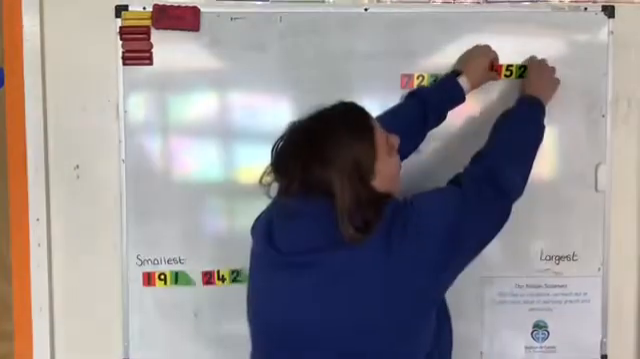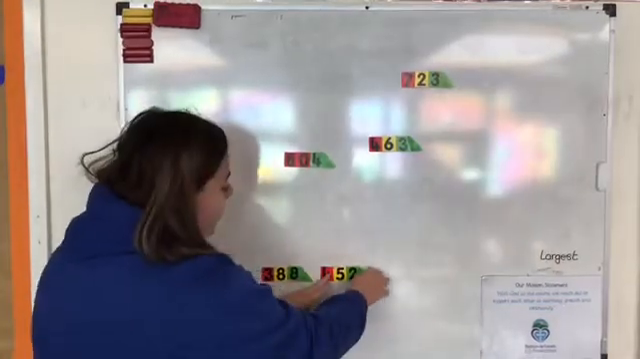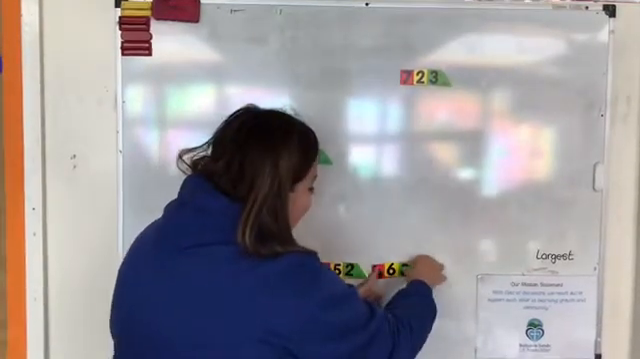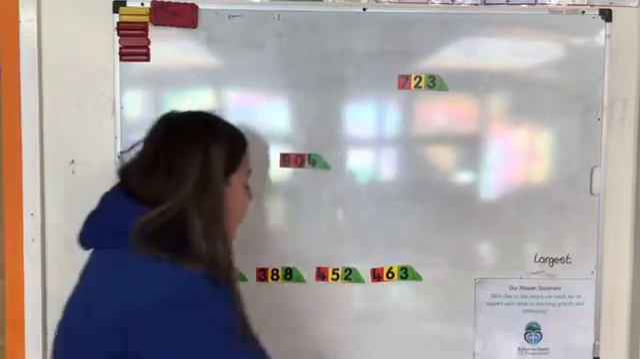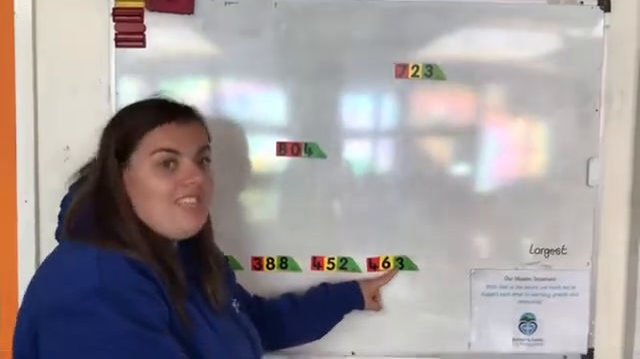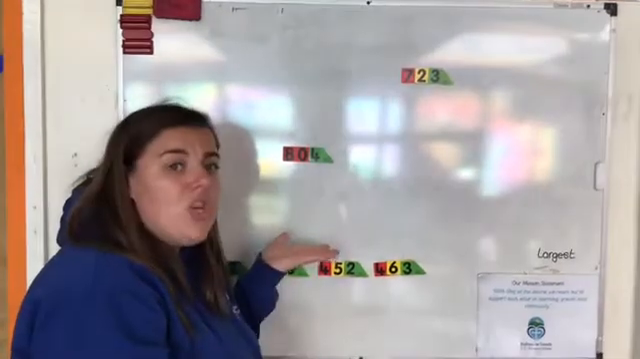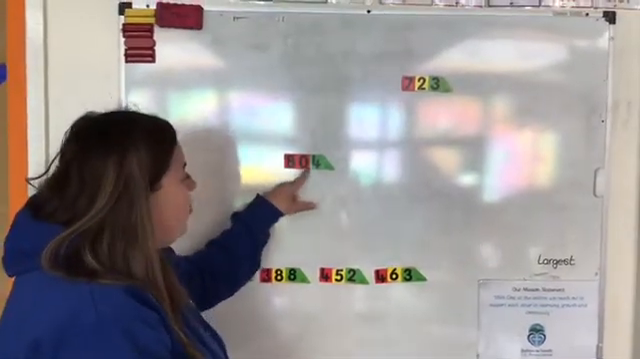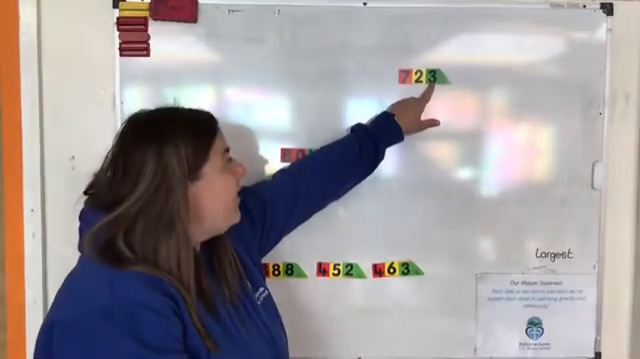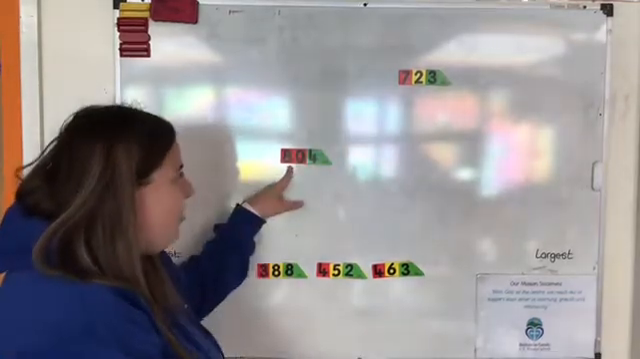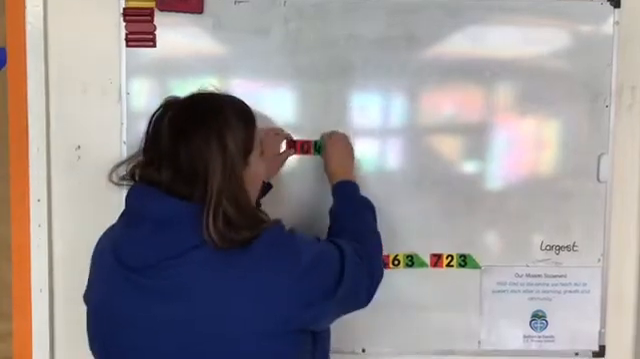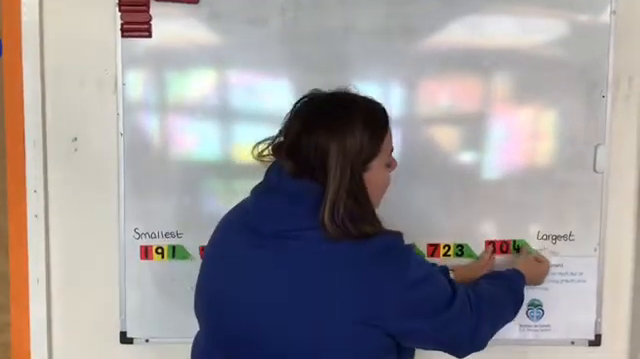5 tens is smaller than 6 tens. So we're going to go 452, followed by 463. 452 is smaller than 463. So I only have two numbers left now. I have 804 and 723. 723 is smaller than 804. So that leaves us with 804 as our largest number.